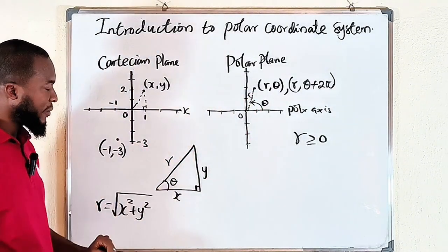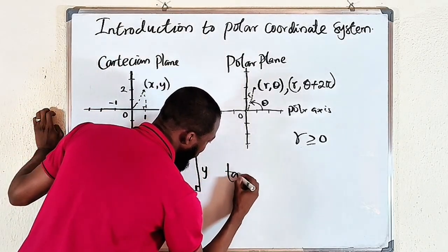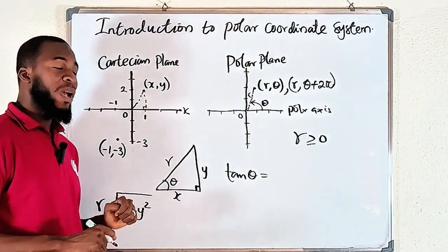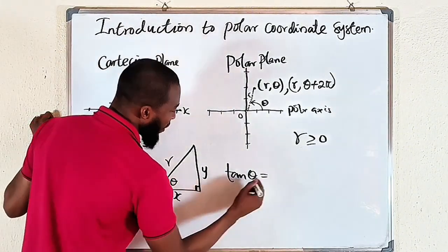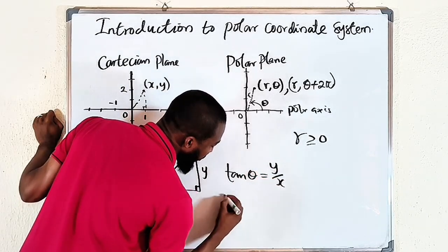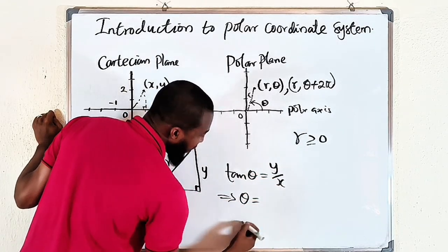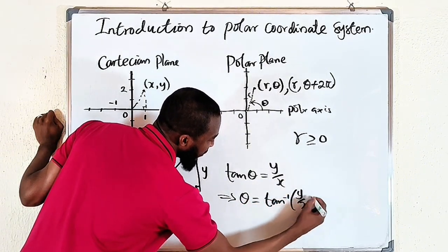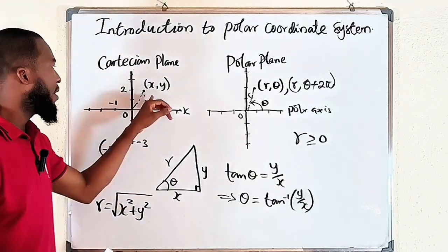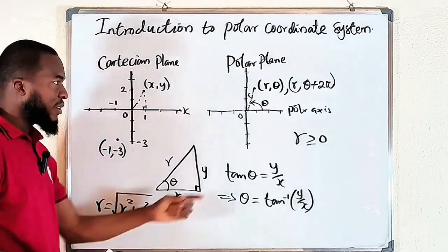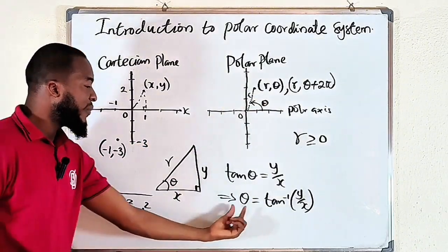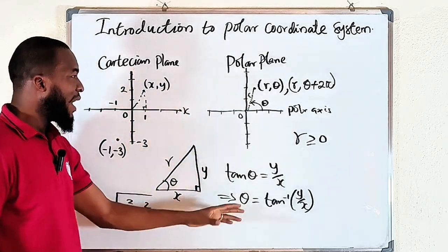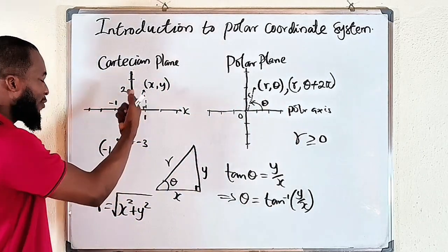But what about theta? We know that tangent of theta is equal to what? Opposite divided by the adjacent, which implies that if you're looking for that angle, you can easily take tan inverse of y over x. So if you are given a point in the Cartesian plane, compute for this to get your r, then compute for this to get your angle. You see that you can easily convert from this to this. And if you are given this, you can also reverse it to get this one.